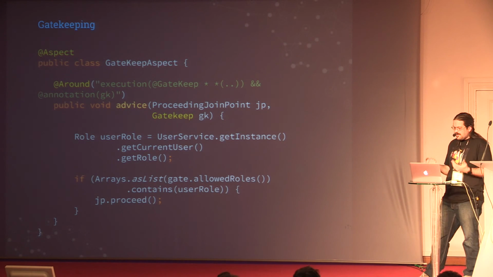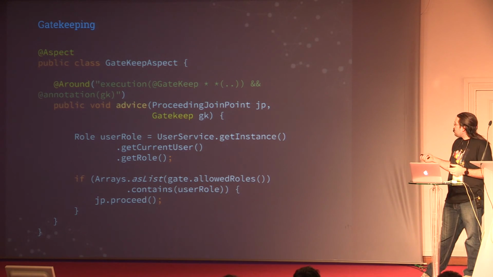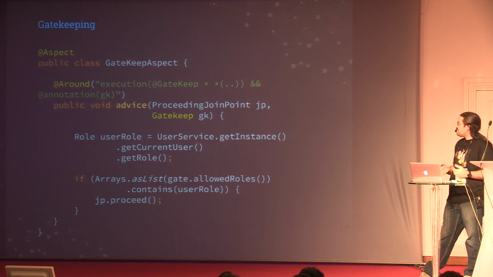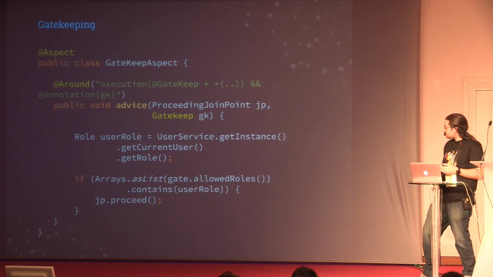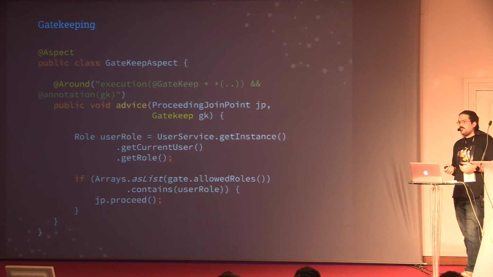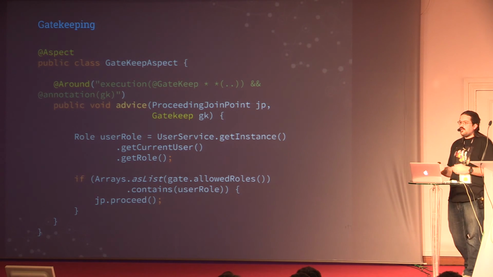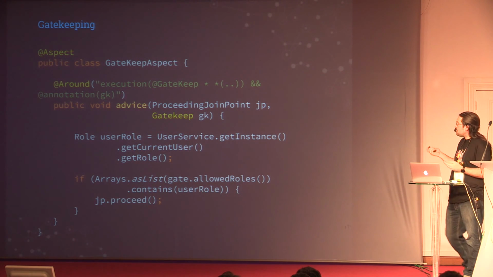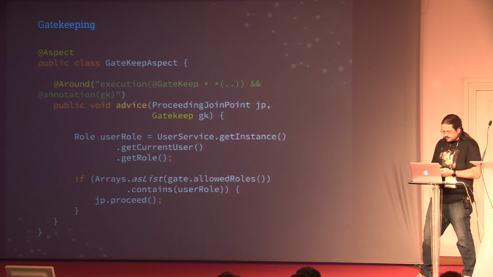And the aspect, again, just captures the annotation, and using the around advice, I can condition the execution of the method on whether the actual user has the permission that I want. So the around advice is very easy when you want a method to be run only if some conditions are met. And here is the most obvious example.